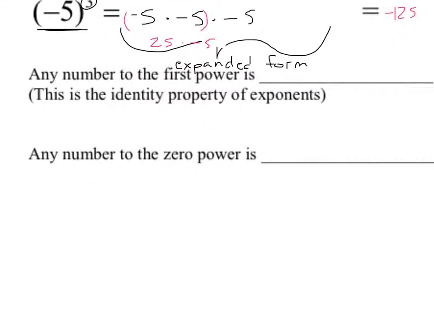One thing that you should remember as an example, we're talking about a number to the first power, so something like 5 to the first power, or 21 to the first power. Any number to the first power is what? Itself. Is itself. Now you'll notice down here that I've written in parentheses that this is the identity property of exponents.